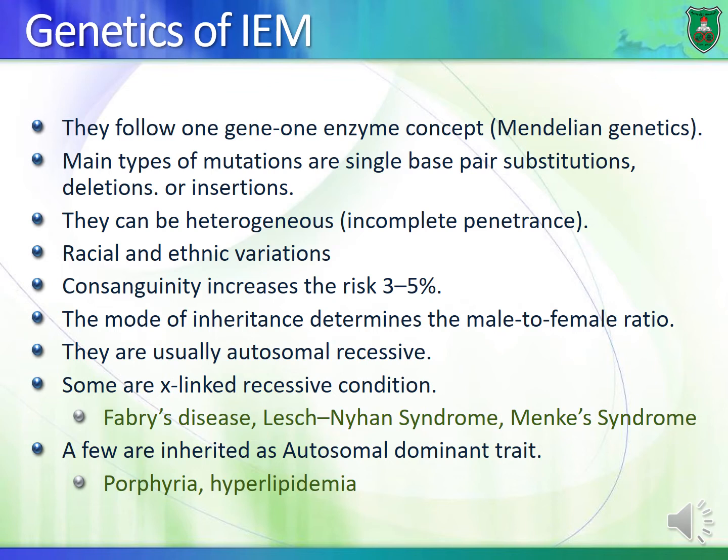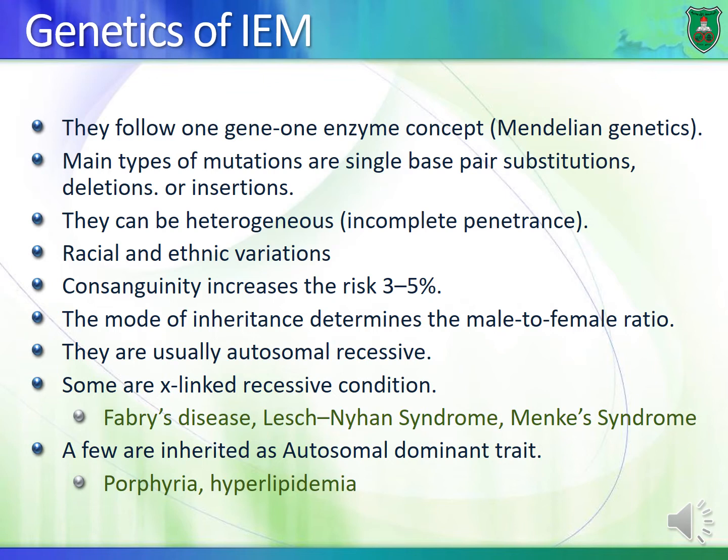Now they can be heterogeneous. A person may suffer from incomplete penetrance. So basically the symptoms are variable among individuals, and there are racial and ethnic variations as well. At least in our region right here, consanguinity plays a major role in the manifestation of these disorders, and it increases the risk of having such a condition by 3 to 5%.